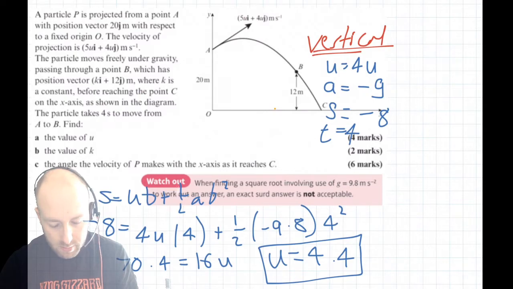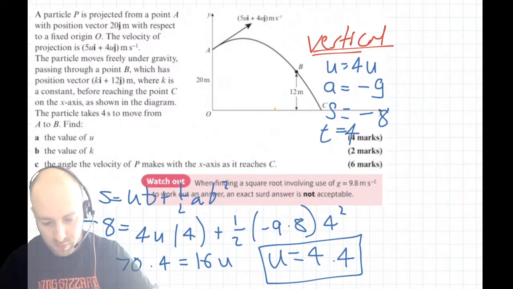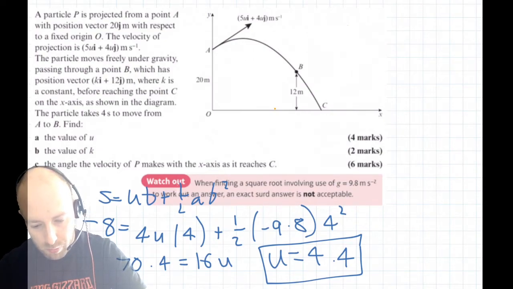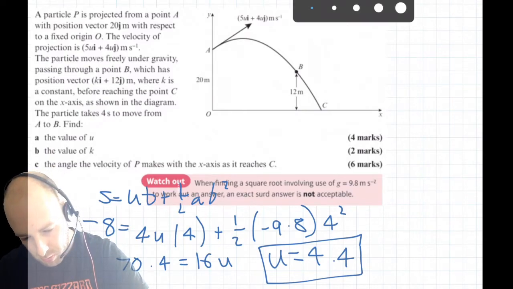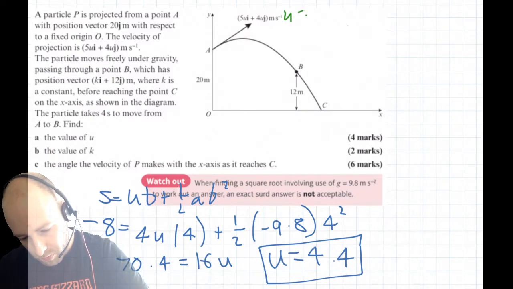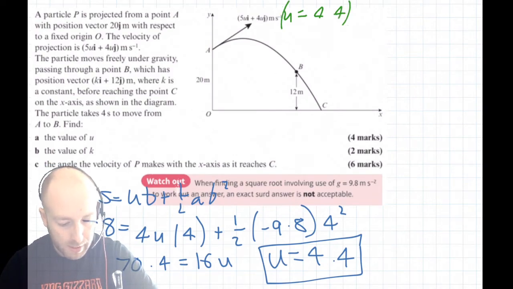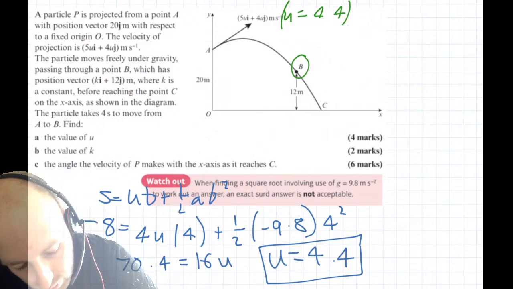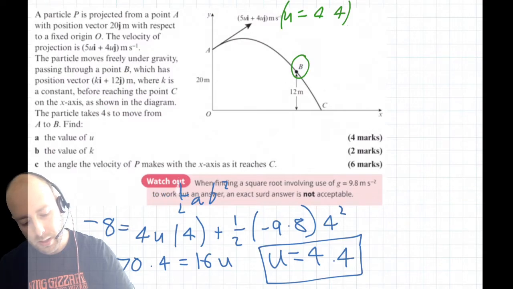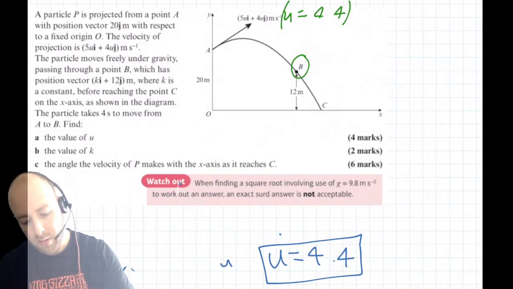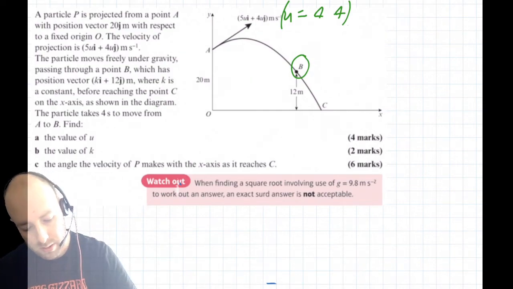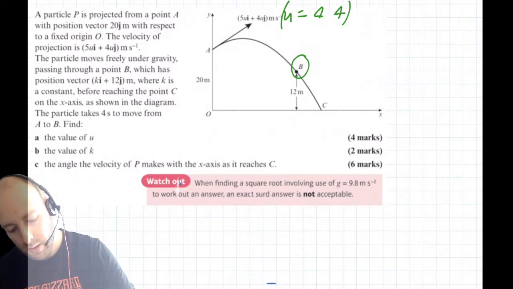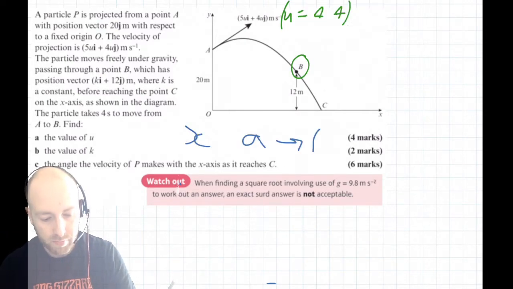So we want to try and find k. I'm going to get rid of all my workings so far, because again, there is no room. But we ought to write that 4.4 somewhere. So u is 4.4. Cool. Let's find the value of k, where point B is. So we need to find the position of point B. I think we're going to use the same equation again, but using the x direction now. So x direction, A to B.